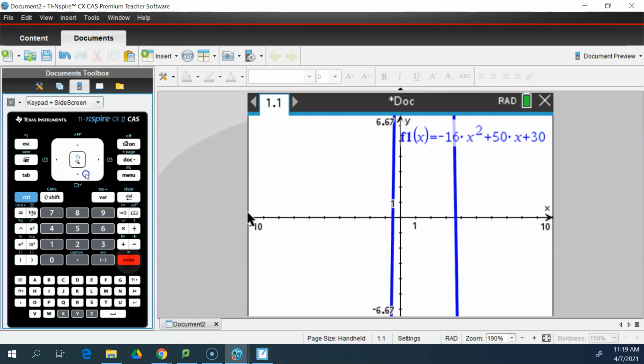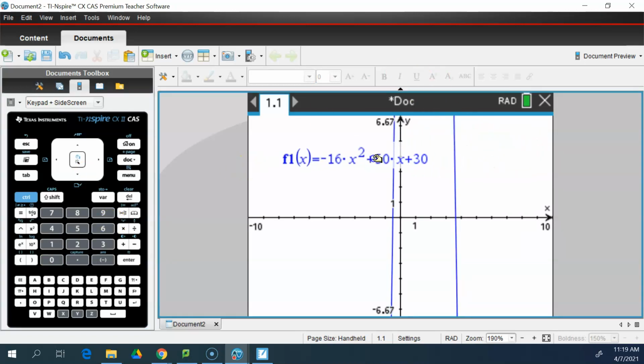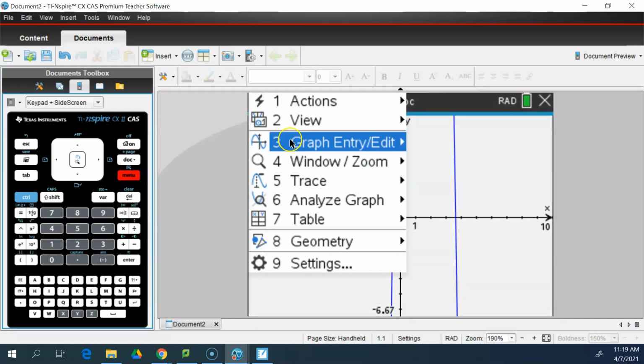Then when I hit enter, if you're using Desmos, you probably already see it. We get this, but I can't see it all, can I? Okay. So let's adjust our window.